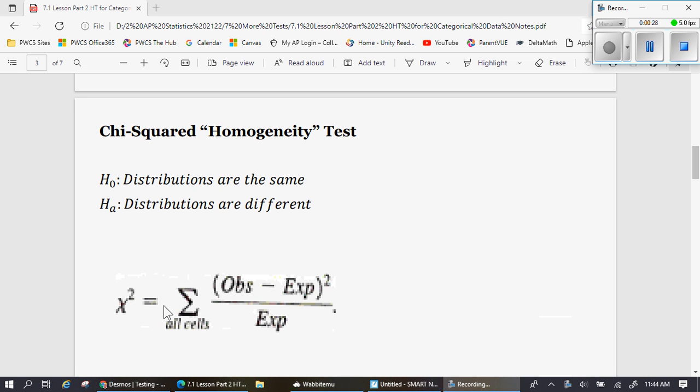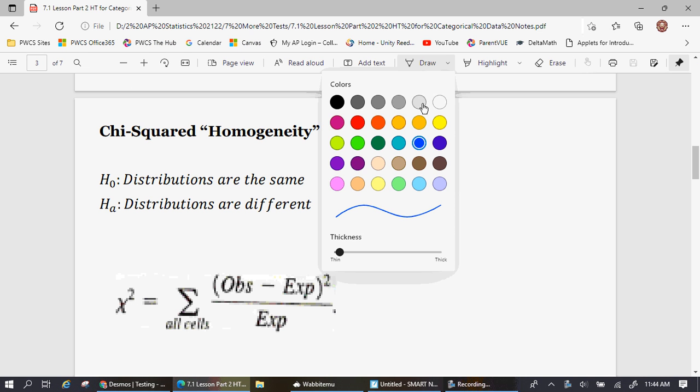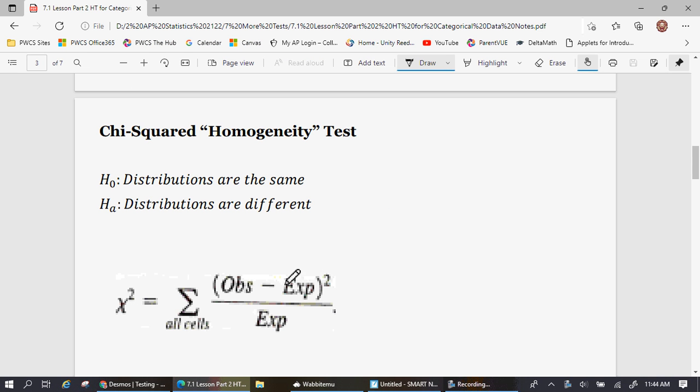We still have the same type of chi-squared statistic. Chi is like that X. It's Greek. We take an observed value, subtract the expected value, square it, and divide by the expected value. If we did this calculation for each cell, we're going to have cells like we did last time. Each of those would be called a component.